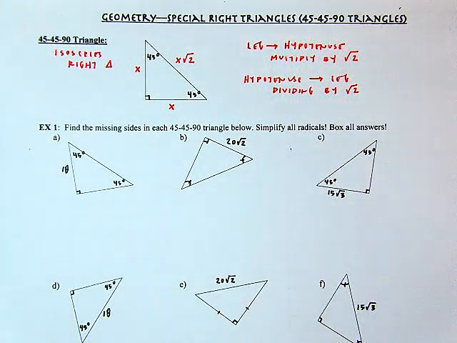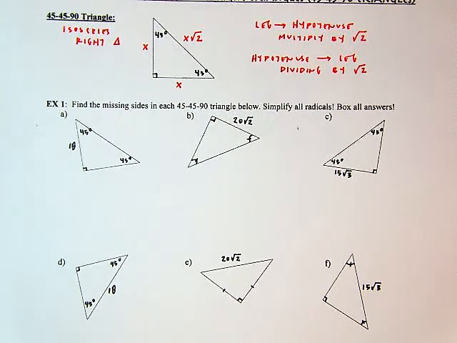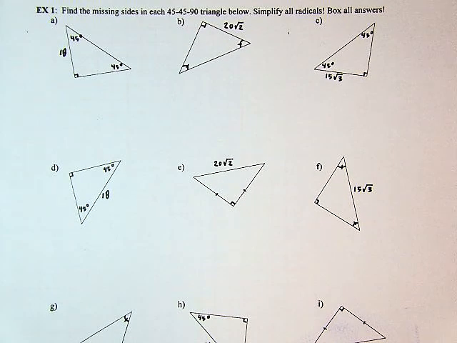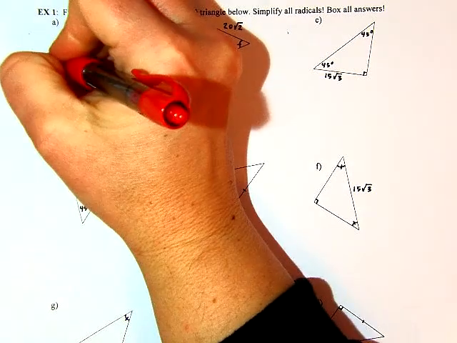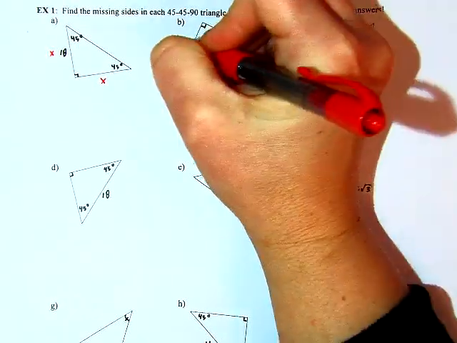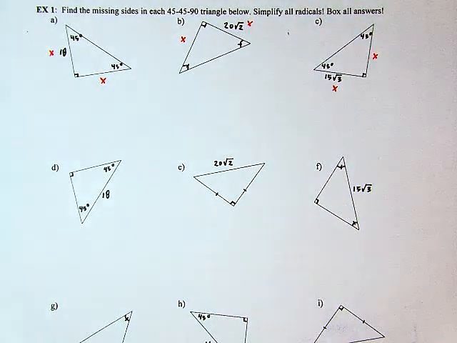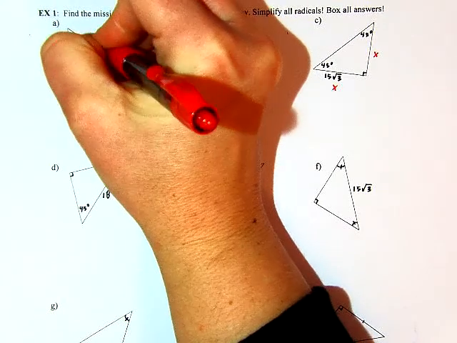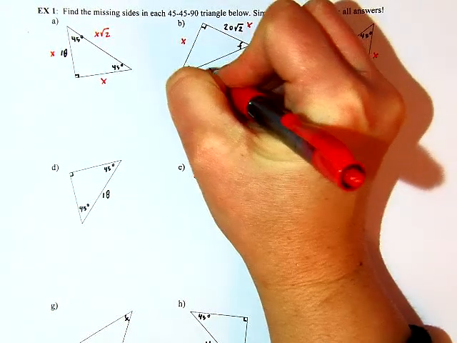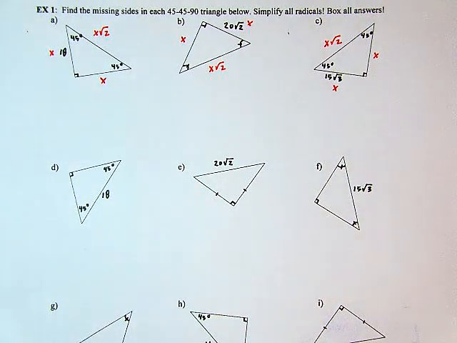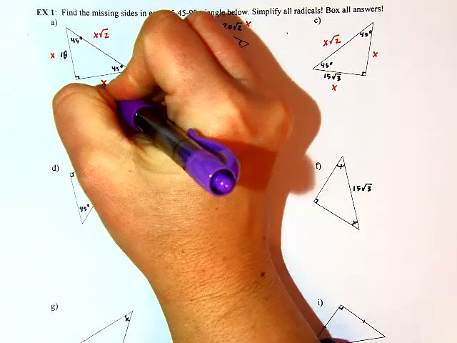Okay, so let's do a few examples. Here I just have one big example, lots of different problems within it. So find the missing sides. I'm going to look at this first row, and I'm just going to start by labeling the two legs as x, and then the hypotenuse as x root 2. Okay, so when I look at A, one leg is 18, the other leg will have to be 18 as well.